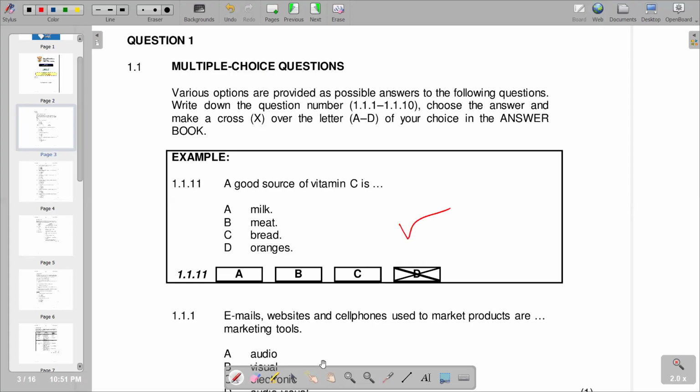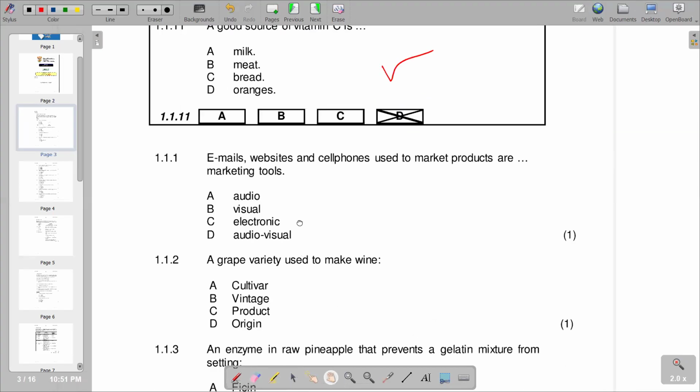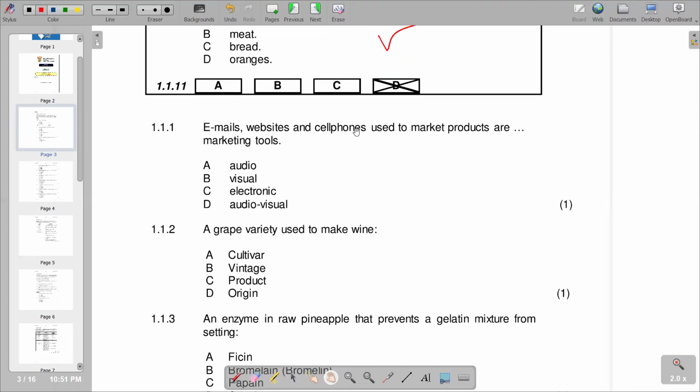So I'm moving on to the first question. It reads, emails, websites, and cell phones are used to market products, marketing tools. So you'd see that we've got emails, websites, and then cell phones. Obviously, these are electronic marketing tools. So we have our answer as C. So we would take C as the correct response.